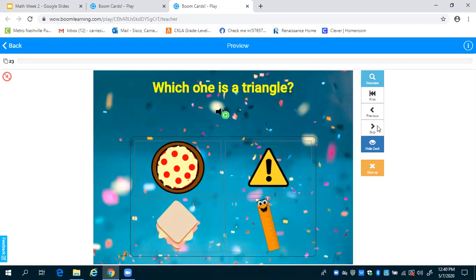All right, so which one is a triangle? Take a look at the four options below and figure out which one the triangle is. Any ideas? Miss Graham, I think it's this one because I know a triangle has three sides. Yes, great job.